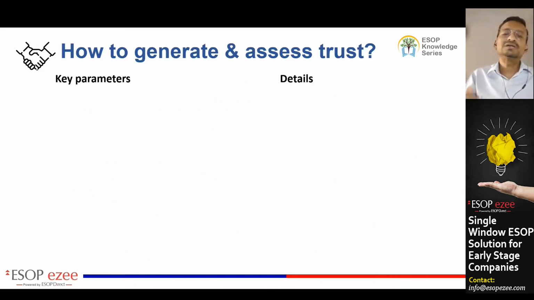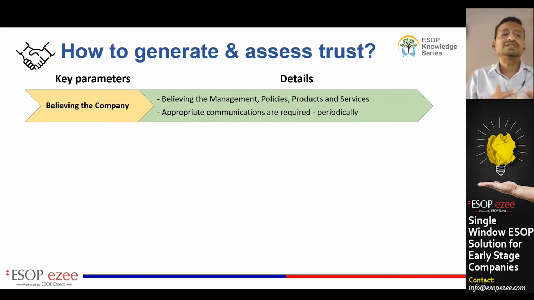Now, coming to how to generate and assess employees' trust in an ESOP plan. As far as generation of trust is concerned, we can check whether employees believe in the company. Company here means we are focusing on four key components: the management, the policies, products, and services. The employees, at least the ESOP grantees, must believe in the management and the policies. They must have pride in the products and services the employer company supplies.